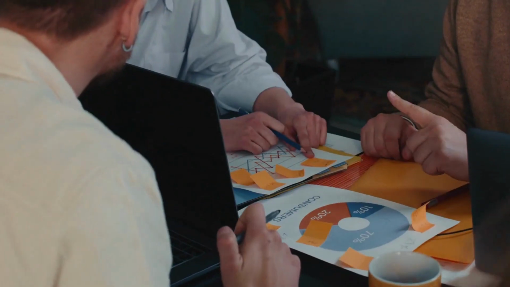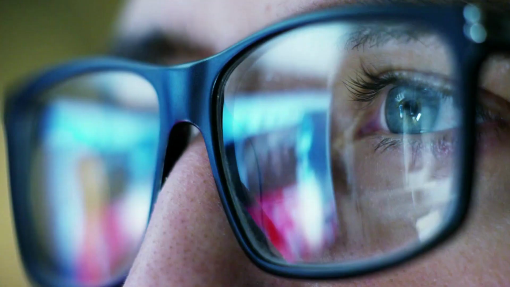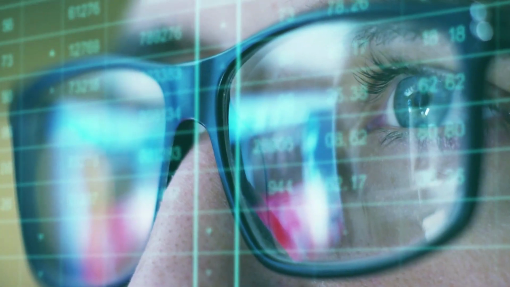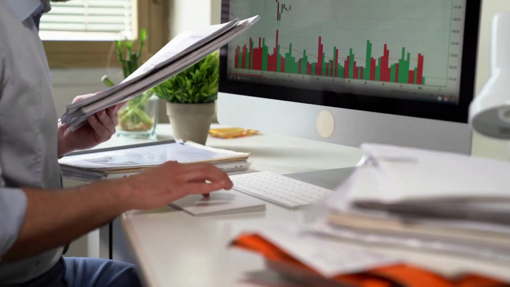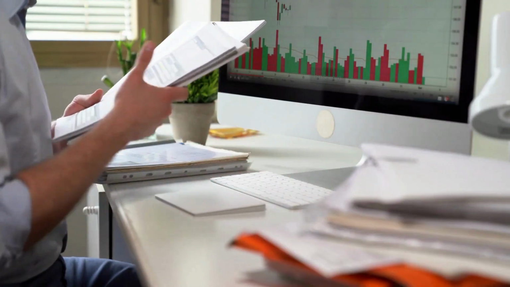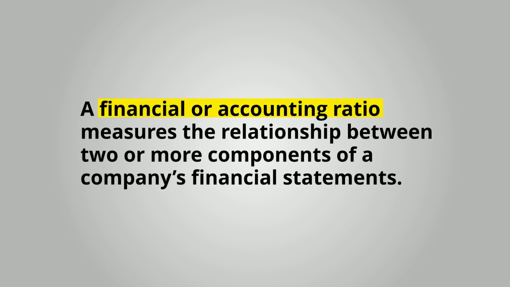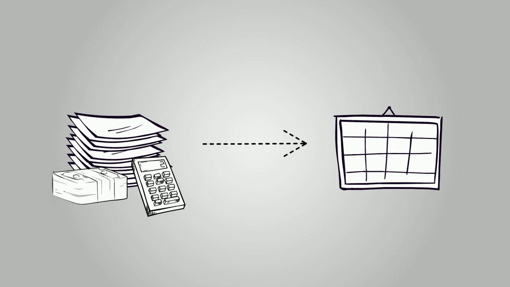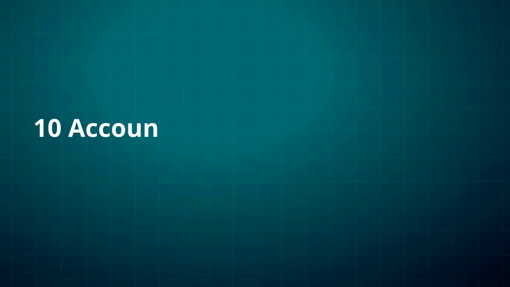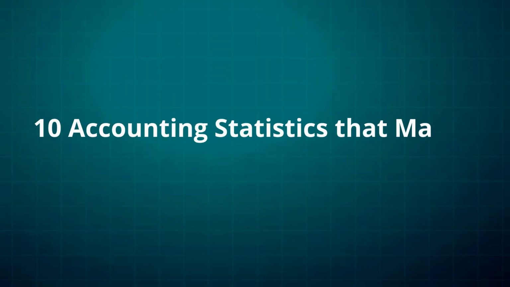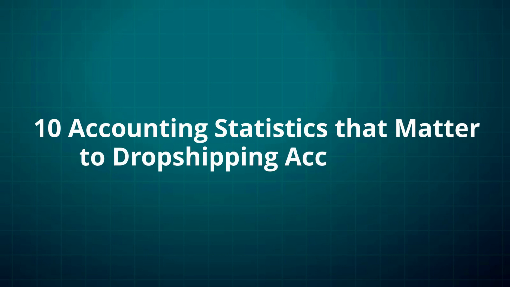As an entrepreneur, it's crucial to know your business's financial health at a glance, but for many owners, looking at numbers on their financial statements can be a little daunting. One way to ease the confusion is to look at financial ratios. A financial or accounting ratio measures the relationship between two or more components of a company's financial statements. It is a tool that turns raw figures into meaningful information to help business owners gauge performance and manage operations more efficiently. There are numerous financial ratios to track, but here are 10 of the most important metrics that dropshipping accountants from Sterlinx Global will tell you to keep your eye on.